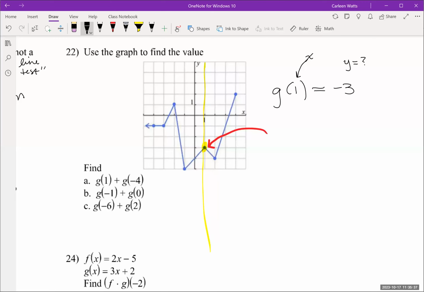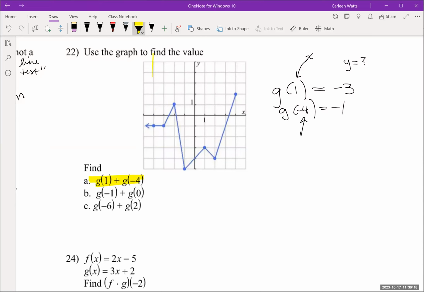-3, right? Okay, now I want G of -4. So the X value is -4. Here is X equals -4. There you go. When X is -4, what is the Y value? -1. Just find the Y where the blue point is, if it's blue.